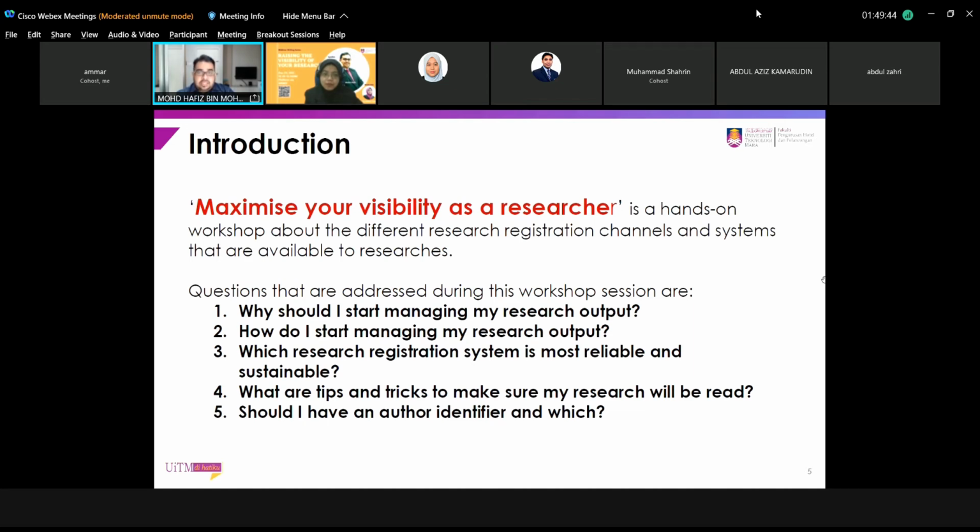So the reason why such workshops were introduced, I think perhaps Dr. Shukur and the team asked me to talk on this because questions arise. I mean, first, why should I start managing my research output? We have a lot of automated systems that index and handle the citation counts. But perhaps these automated systems need a little bit of tweaking and housekeeping efforts coming from the researcher. How do you start managing your research output? What are the steps needed to be taken care of? I think people like me, Dr.